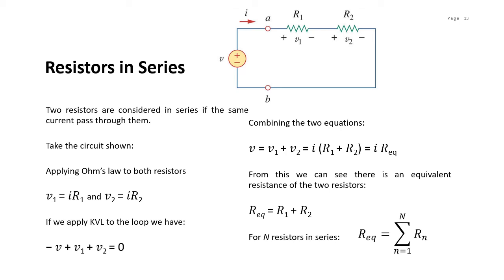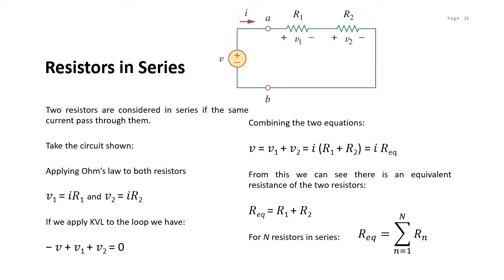Let's apply Ohm's law to each of the resistors. We will obtain V1 equals IR1 and V2 equals IR2. If we apply KVL to the loop, in this case moving in the clockwise direction, we have minus V plus V1 plus V2 equals 0.